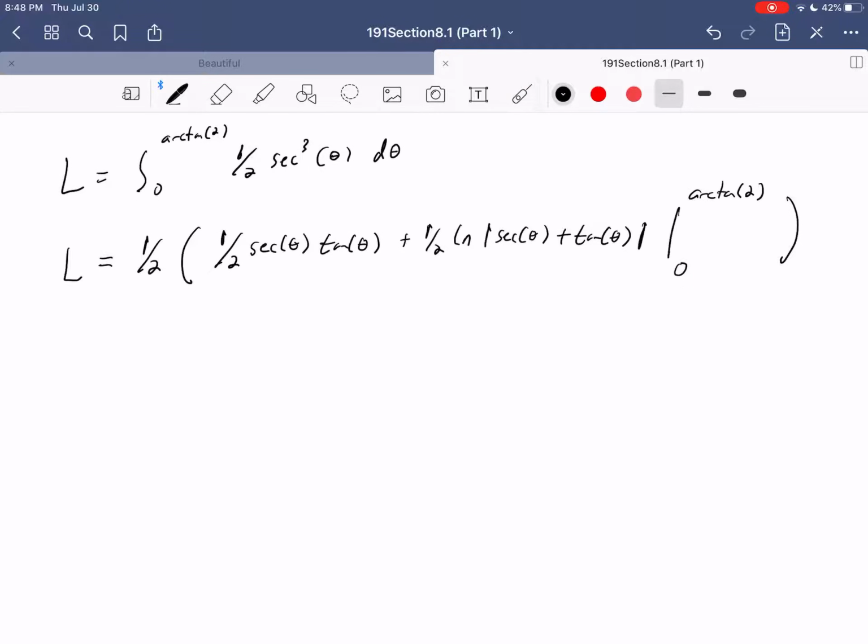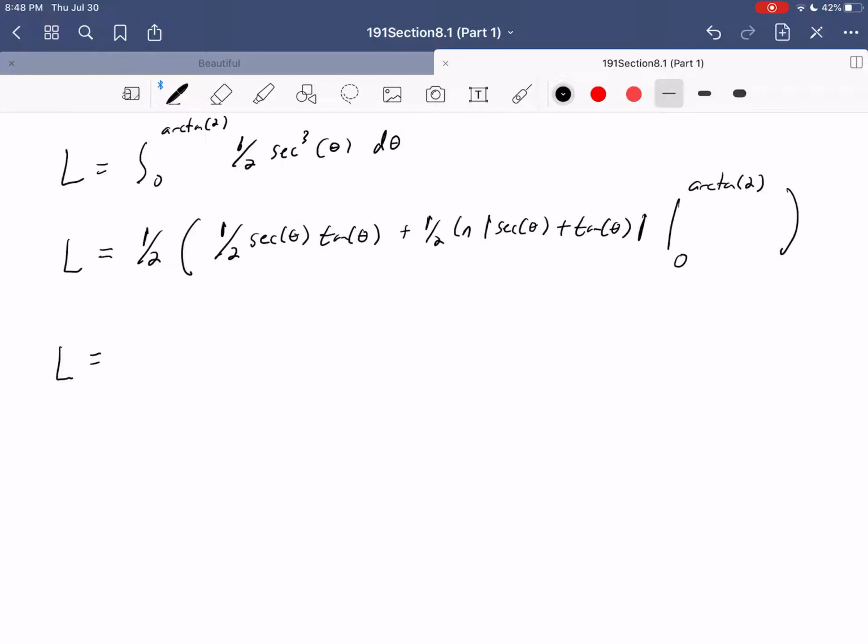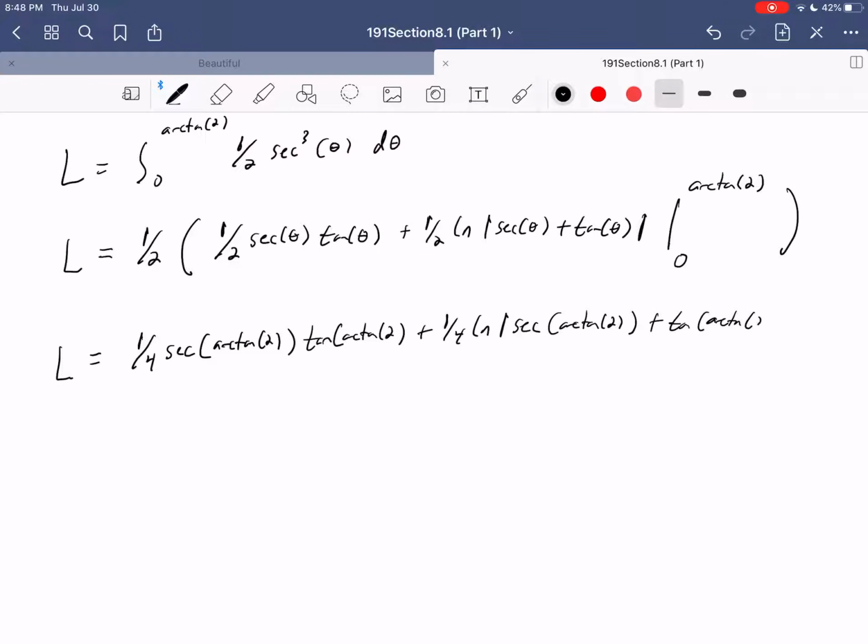of 2. So plugging that in and distributing a little bit, it looks like we have 1/4 secant of arctan of 2 tangent of arctan of 2 plus 1/4 ln secant of arctan 2 plus tangent arctan of 2 minus, and now we'll put some parentheses, 1/4 secant 0 tan 0 plus 1/4 ln secant 0 plus tan 0.